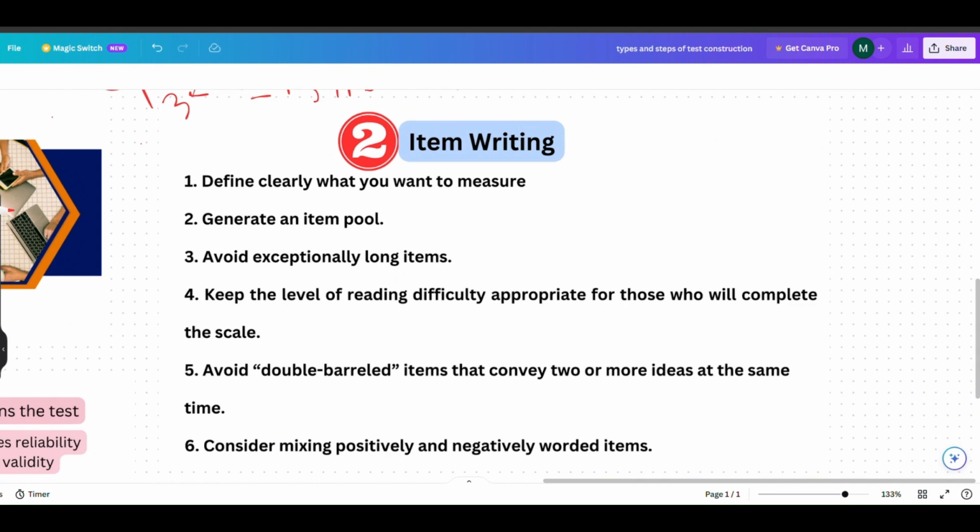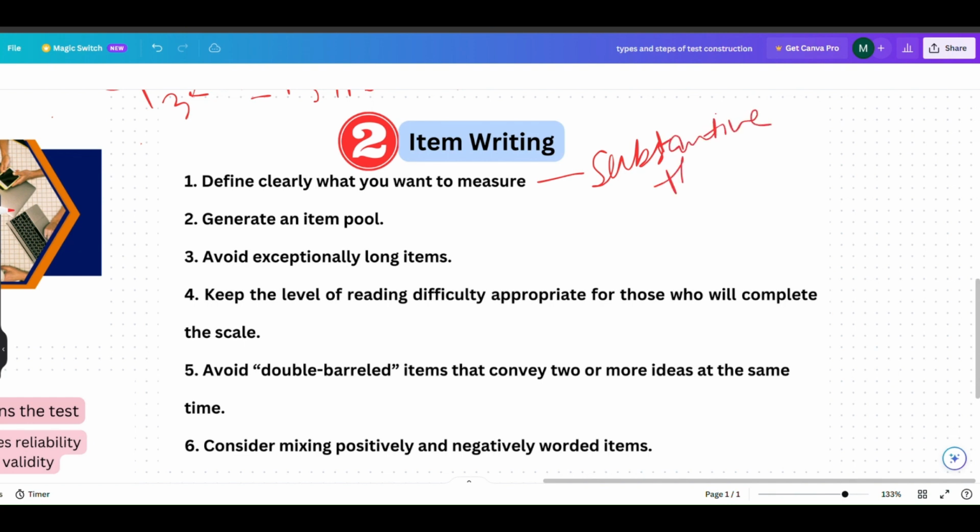Item writing. So Develis actually said that there are 6 things which we should keep in mind while writing the test. The first one is defining clearly what we want to measure. This is something we saw even in the planning. And to do this, we need a substantive theory.